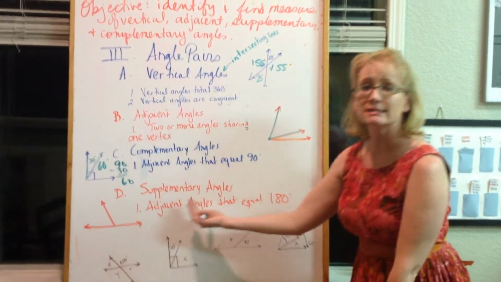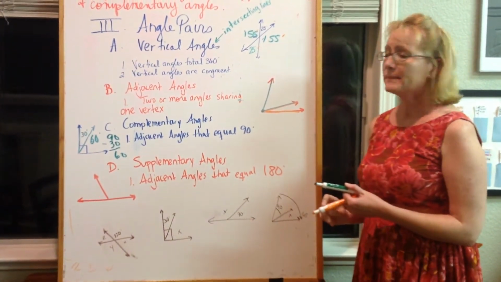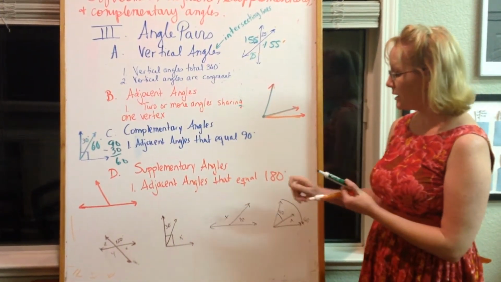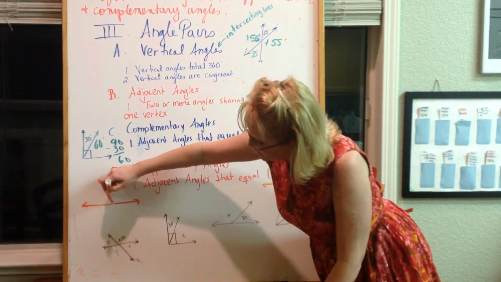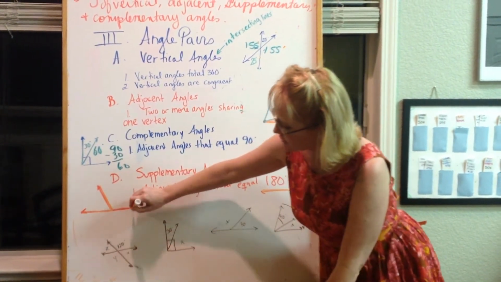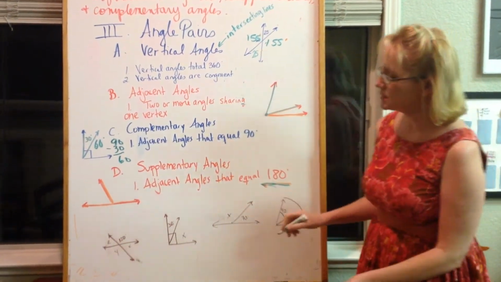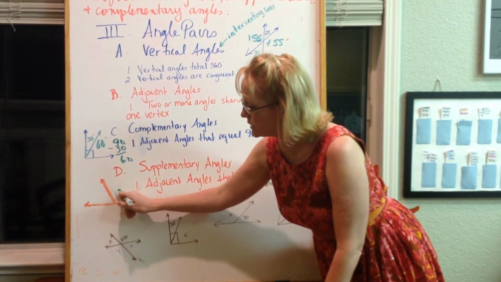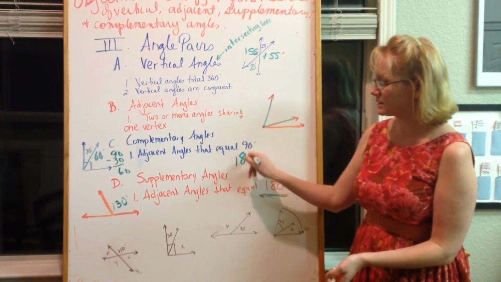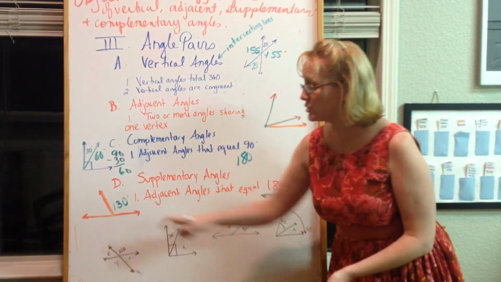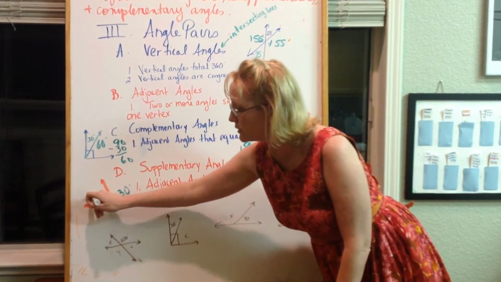The last one is supplementary angles. Supplementary angles are also a special type of adjacent angle, but they equal exactly 180 degrees. They make a straight line at the bottom. I have one angle right here and a second angle right there, and they're sharing a vertex. They equal 180 degrees. So if I know this side is 130 degrees, how big does that side have to be? I take the 180, subtract what I know, and I get 50 degrees. So this one has to be 50 degrees.